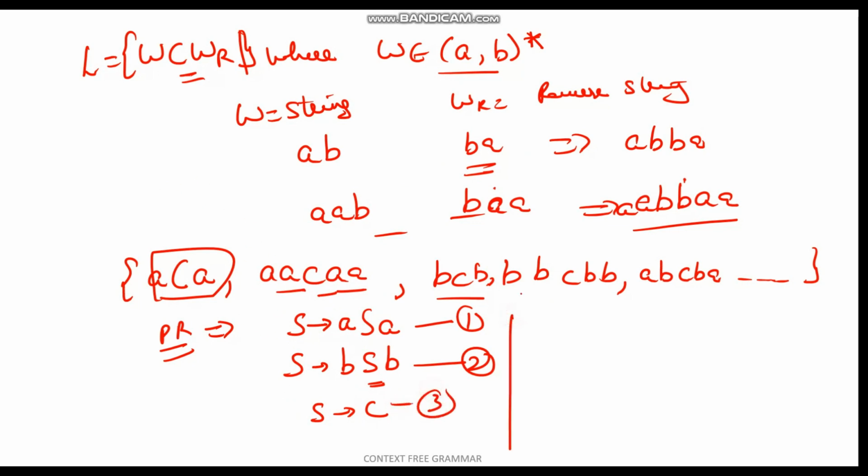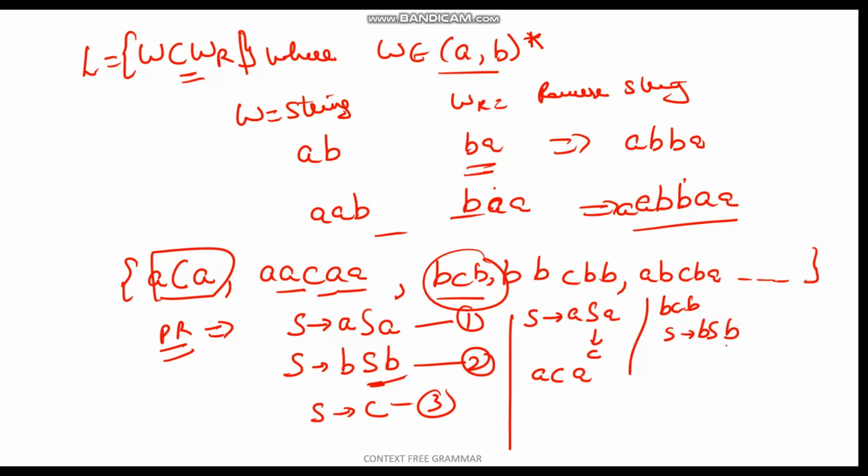Now let's test whether this production rule is satisfying all the required conditions or not. So let's check for aca. How will we work in that case? For aca, we will say S, we will apply the first rule, that is a S a. Now we will substitute the value of S as c, we will get aca. Now suppose we want to generate bcb. So we will proceed with the second rule, that is b S b. We substitute S as c, we will get bcb.